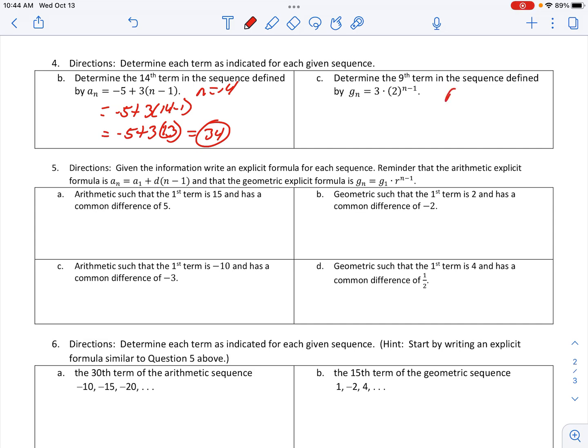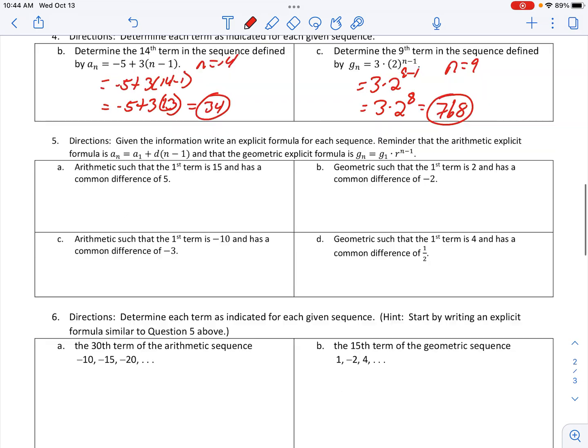On letter C, n is 9. So I'm going to do 3 times 2 to the 9 minus 1. 3 times 2 to the 8th is what I want to type into the calculator. And as I punch that in, make sure you can type that into your calculator as well. 768 is the 9th term.